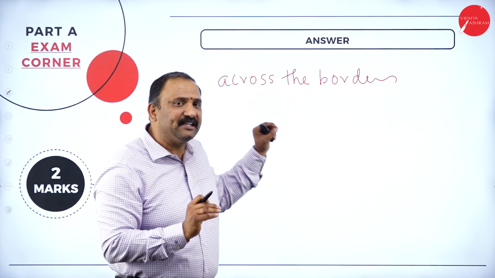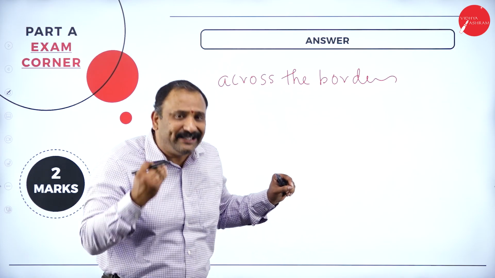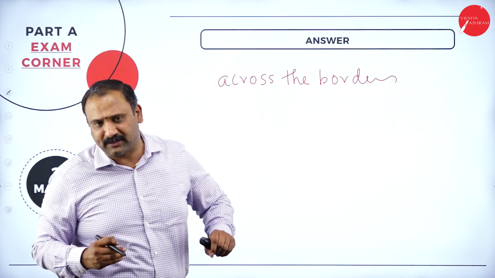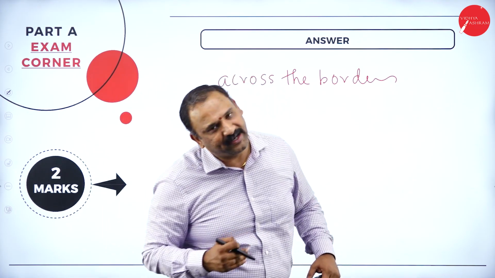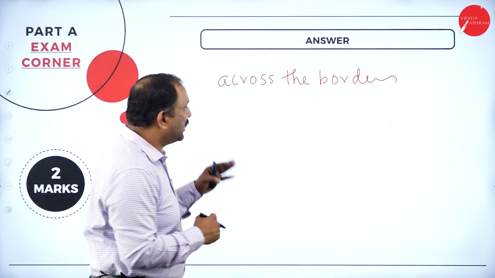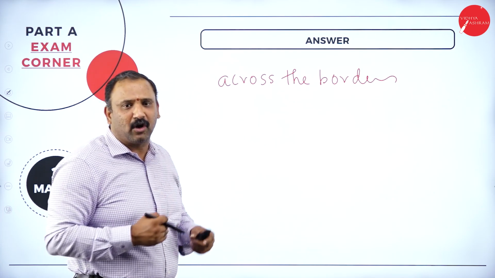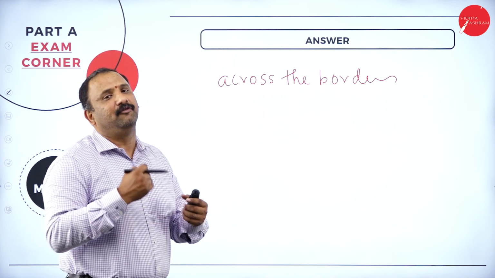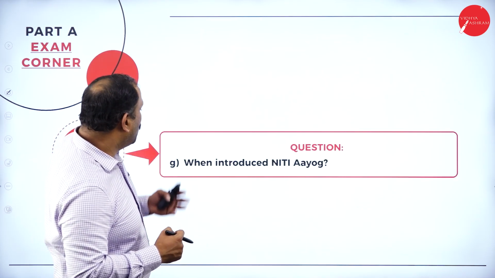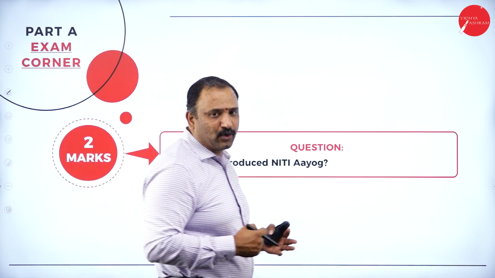Please understand that whenever you are writing an answer, they will look for the keywords. So understand those keywords and then start putting them forward altogether. So across the borders, when we talk about export and import function, that's what we mean by foreign trade. Followed by, when was the Niti Aayog introduced?